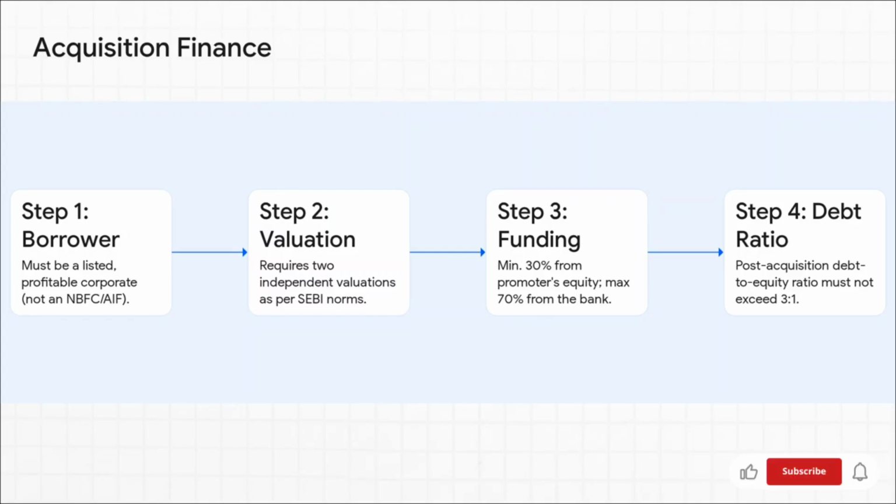And for your exam, there's another great mnemonic here. Just remember the numbers 70-30 and 3-1. The funding split is 70-30. The bank can finance up to 70%, but the promoter has to put in at least 30% from their own pocket. And after the deal is done, the debt-to-equity ratio can't be more than 3-1. 70-30 and 3-1. Those are your magic numbers for acquisition finance.